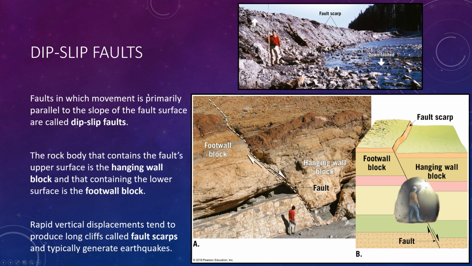So you can see two terms here. We have the hanging wall block and the foot wall block. So the foot wall block is the one that's sitting below, and the upper surface is the hanging wall block. So just keep this in mind. We have a hanging wall block, which is the one on top, and the foot wall block, the one on bottom.